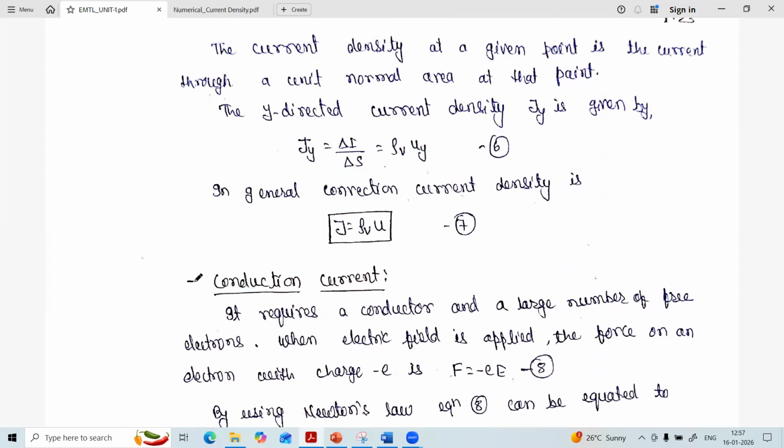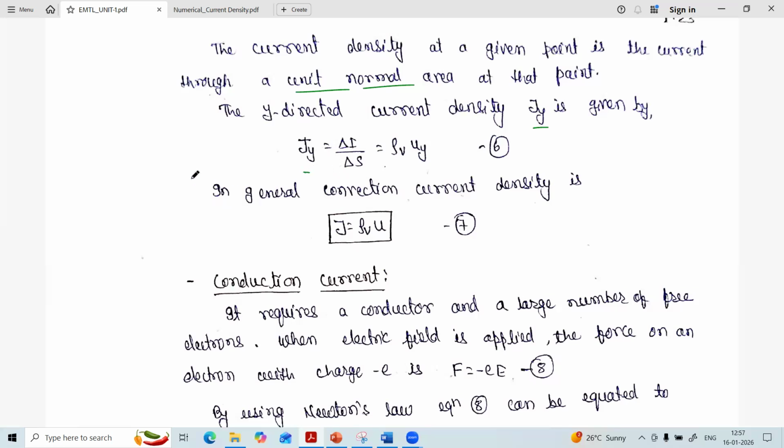Next, we have to find the current density. Now we got the current. So the current density at a given point is the current through the unit normal area at that point. So that's why it is going to be directed towards the y direction. That's why the name is given J suffix y. So J suffix y equals del I by del S.